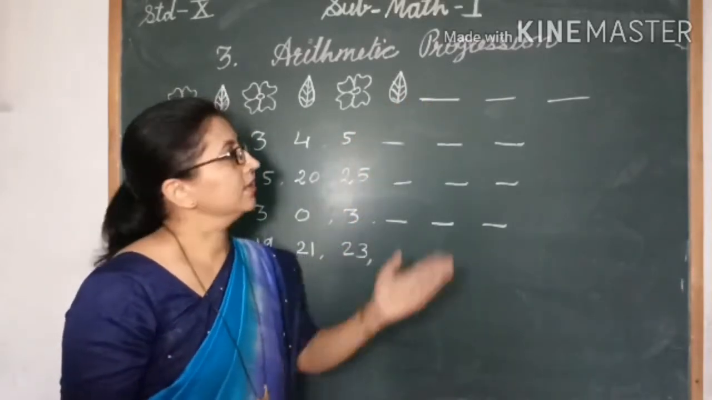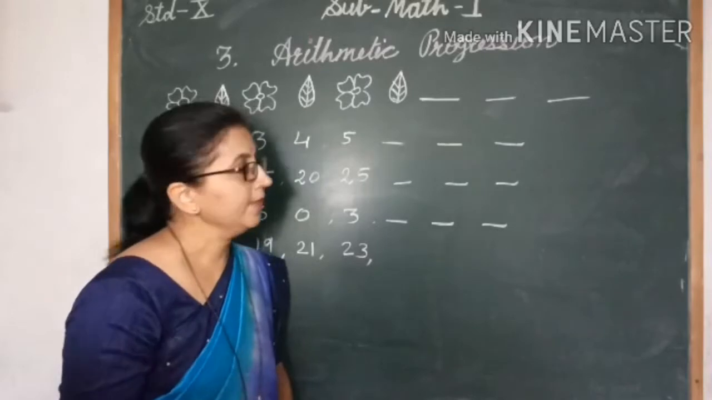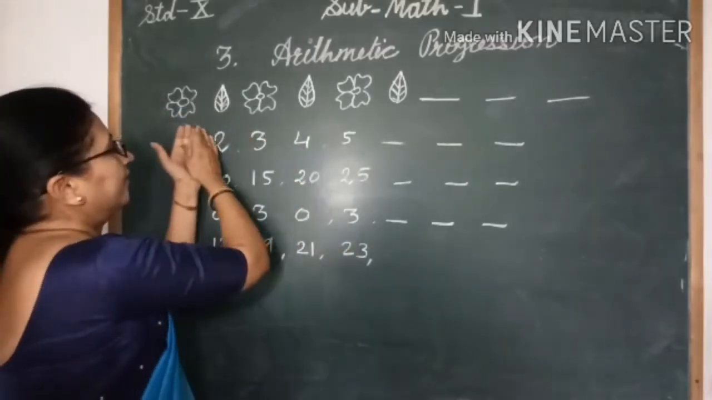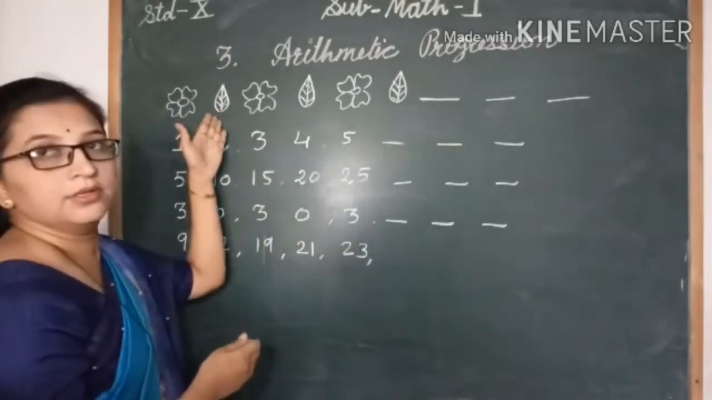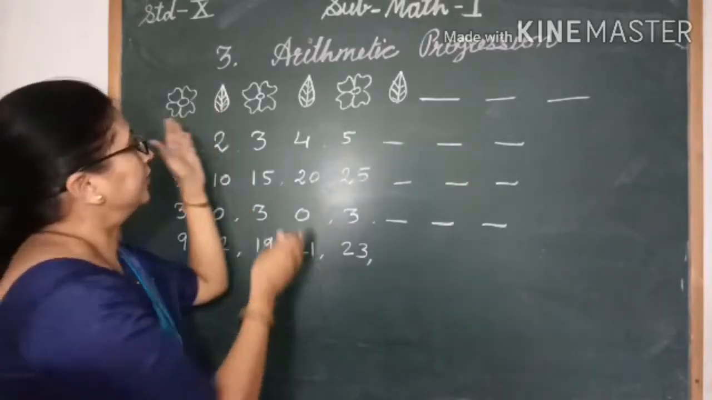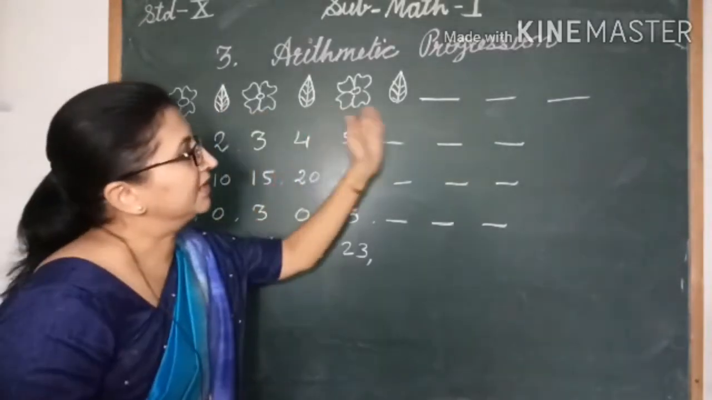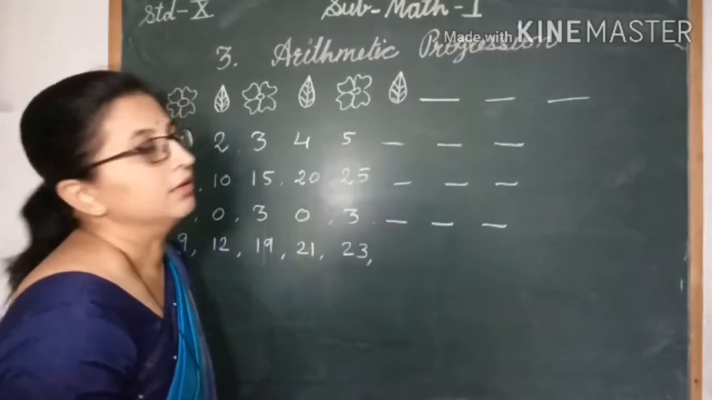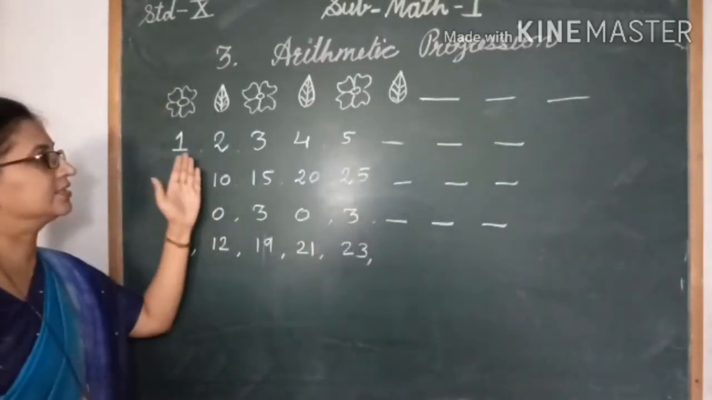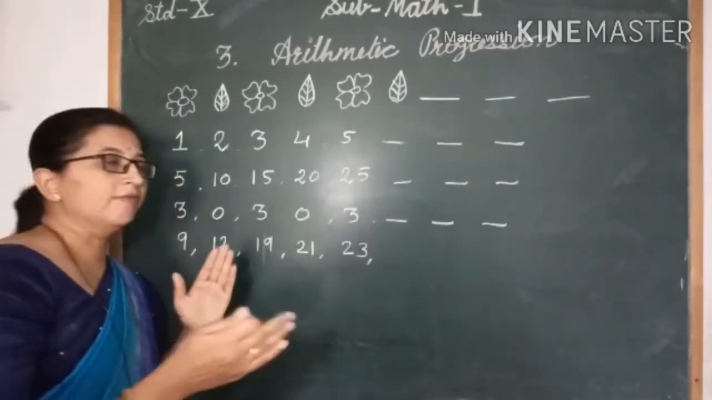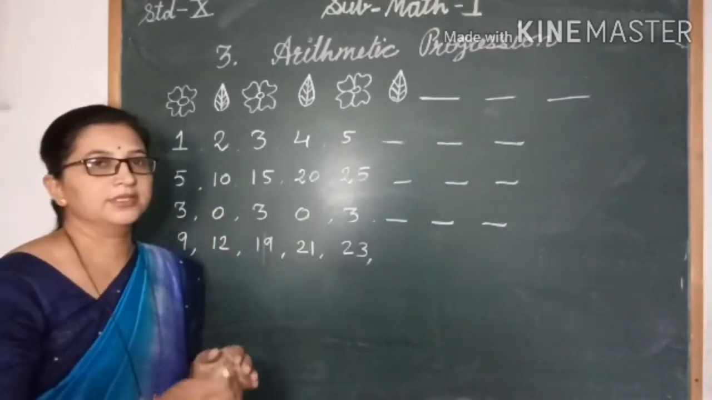Obviously, the answer will be flower, because flower is followed by leaf. You follow the same method here to get the figure. Then next, this also, when you started your class in the childhood.